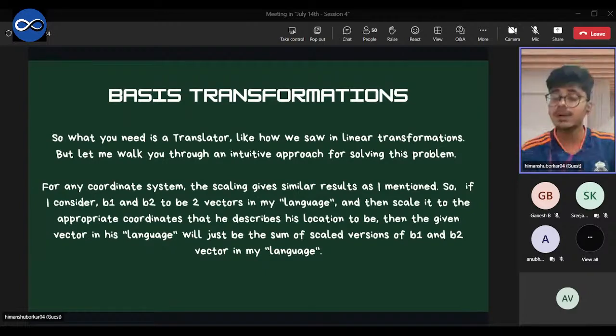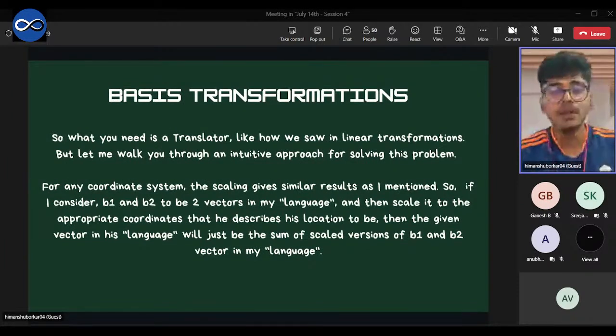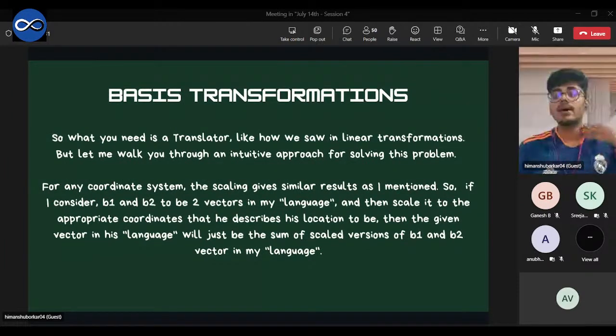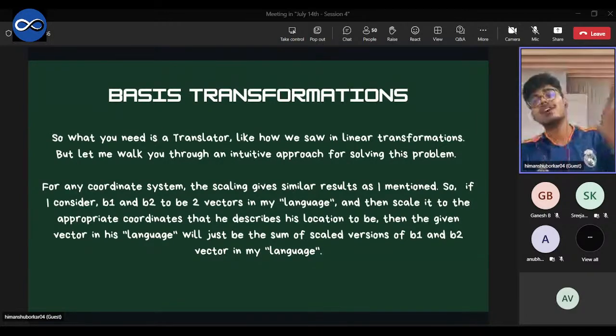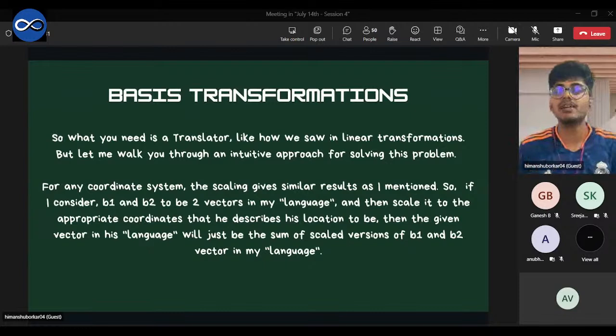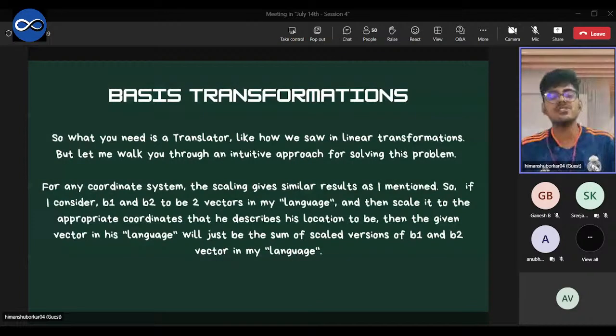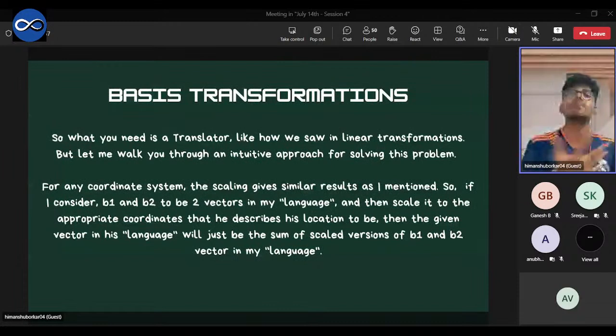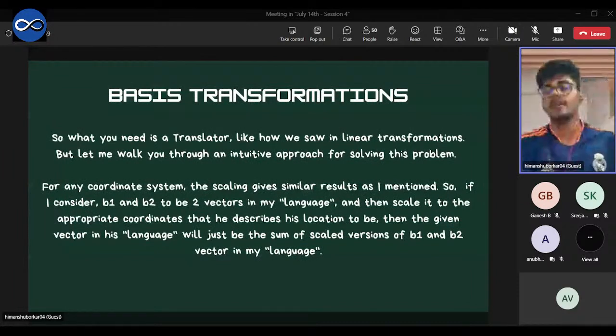So b1 and b2 are in your coordinate system, right? b1 is some direction in your coordinate system, b2 is in some other direction. I could use this language to get to the result that he is referring to as -1 and 2 by reverse transforming it to my language, basically, my coordinate system. So I want to see where this vector that he is referring to as -1, 2 lands in my coordinate system, so I can go there.